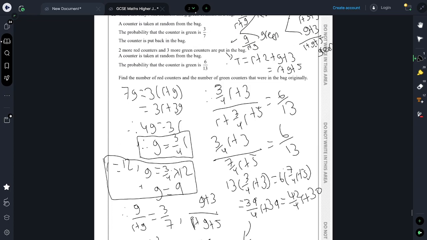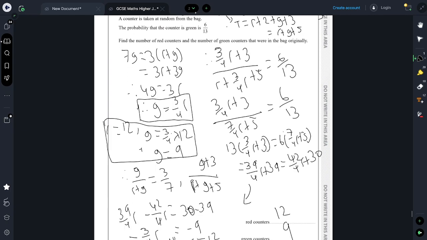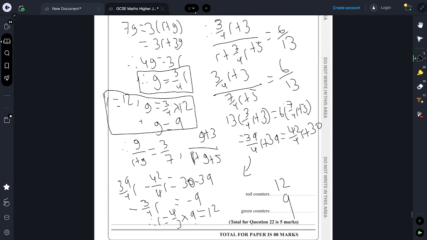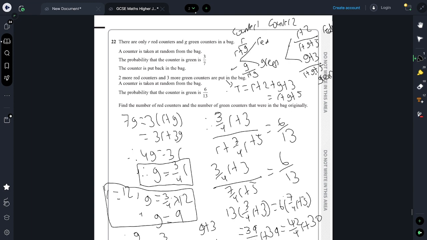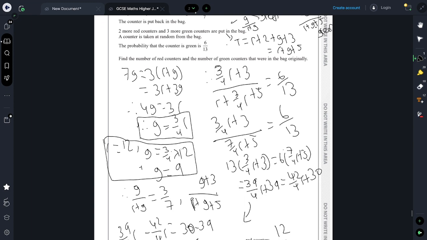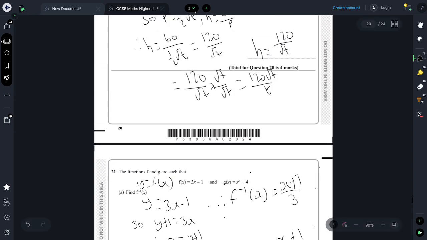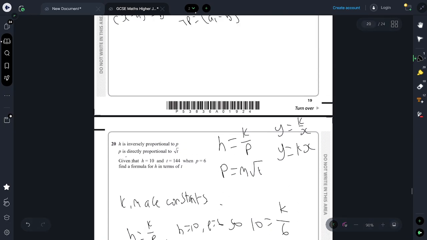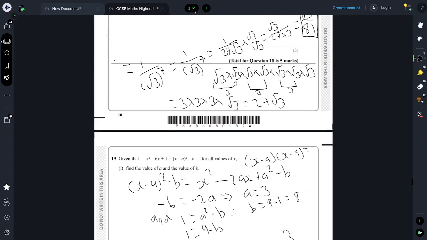So once you found those probabilities, you then do algebra to solve for G and R, and that's what this question is doing. Okay, so that's the run through for the last question. Okay, cool. So that's it. That's a run through. Obviously, any questions, shout at me.